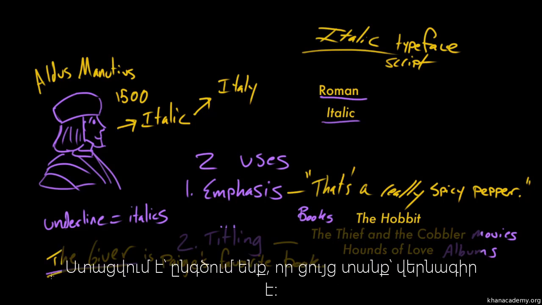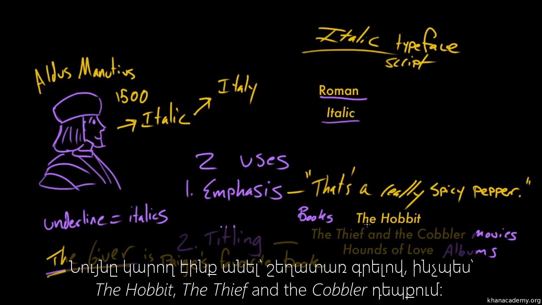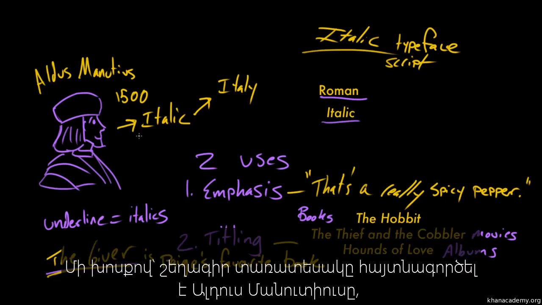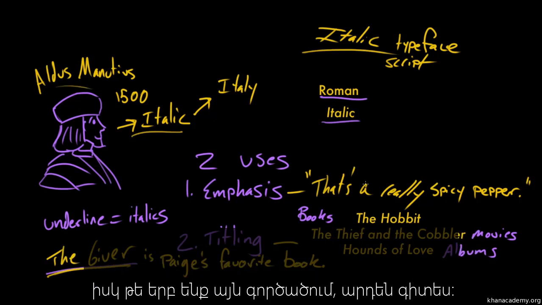So the way we're underlining The Giver is the same functionally as the way we've italicized The Hobbit, The Thief and the Cobbler, or Hounds of Love. That's right. So that's where the italic typeface comes from, is this guy, Aldus Manutius. This is how we use it today.